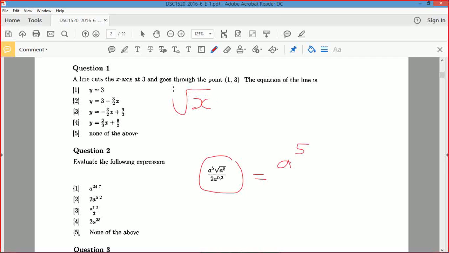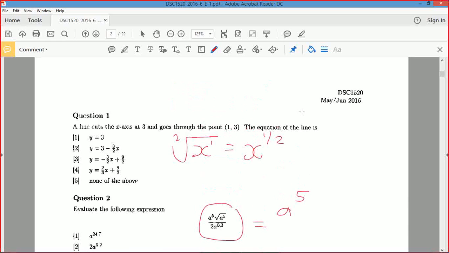Okay, root x, there's an invisible 2 there. So root x can be written as x to the half, because this is x to the power 1. Another example: if I have x squared with a cube root, this would be written as x to the 2 over 3. That's just basics in terms of exponents. Those are some of the rules that the textbook would have discussed.